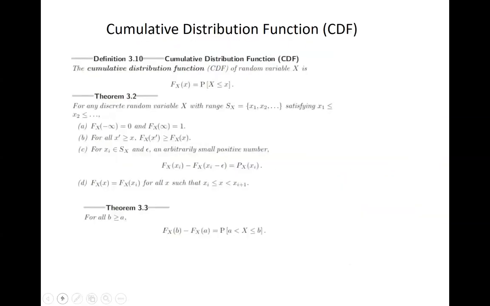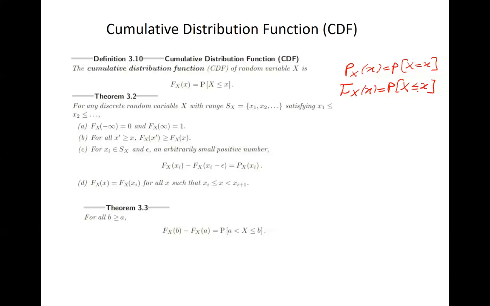Okay, CDF. Remember the PMF: P_X of x was the probability that X, the random variable, is equal to a specific outcome of that random variable. Now in the CDF, cumulative distribution function, which is denoted by capital F, F_X of x, we look at the probability of X, the random variable, less than or equal to x. Not equal to x, but less than or equal to x.